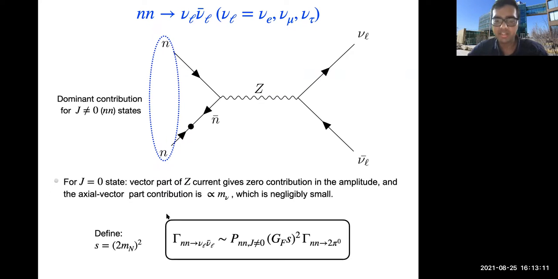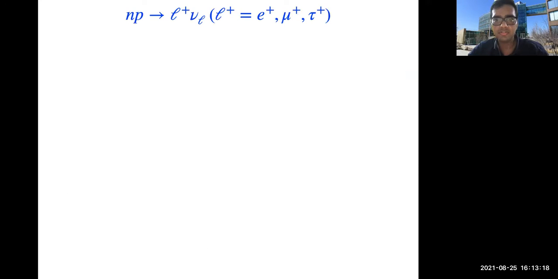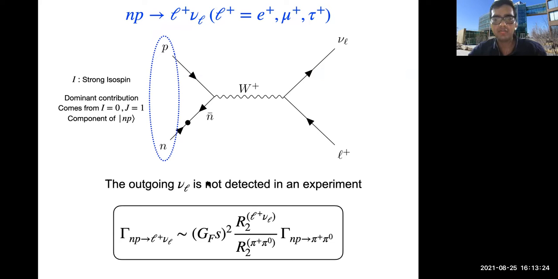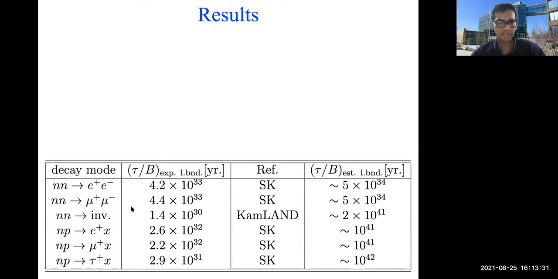Right. So we were here, and n into nu bar, and again we have a similar kind of relation for n into nu bar and n into 2 pi naught. So similarly we can consider n p to l plus nu l, and we have a similar relation of n p to n plus nu l with n p to 2 pi plus pi naught. So this is our final result. These are the different decay modes.